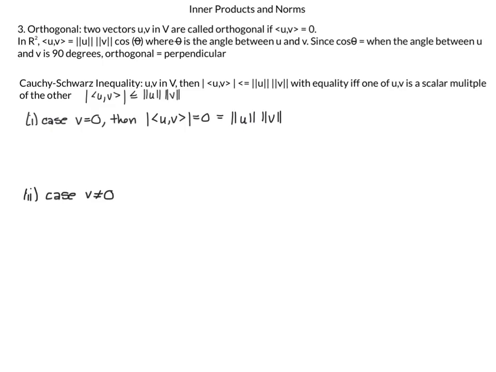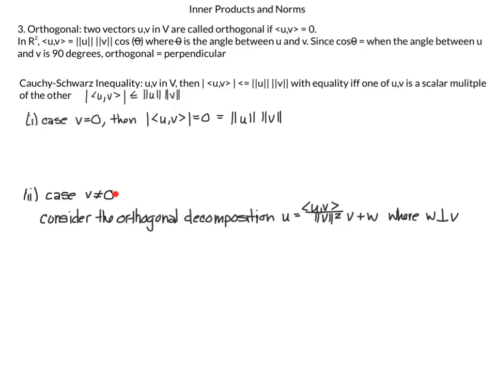We will start with the case when the vector v is equal to 0, and then later move on to the case where the vector v is not equal to 0. So for v equal to 0, the inner product of u, or any vector, with 0 is equal to 0. So the absolute value will be equal to 0, and that is equal to the norm of u times the norm of v.